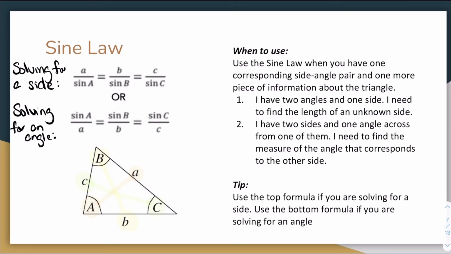Now, when I talk about corresponding side-angle pairs, this is what I'm referring to. Angle B is across from side B. That's my corresponding pair. Angle A is across from side A, another corresponding pair. And angle C is across from side C, another corresponding pair. In class, we talked about these looking like dumbbells, so search for your dumbbells.